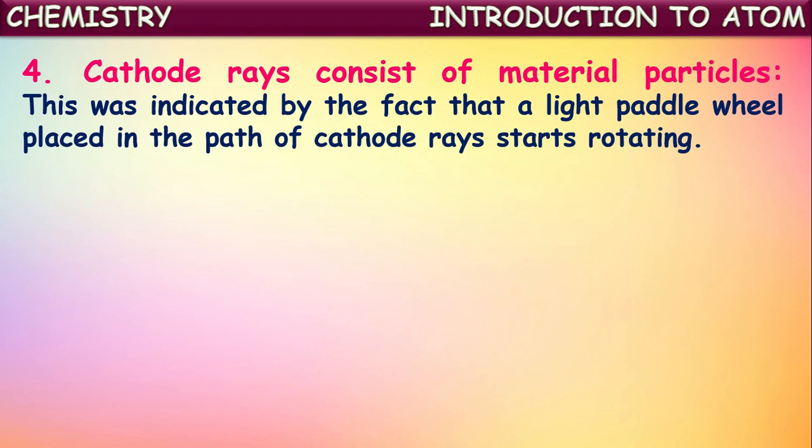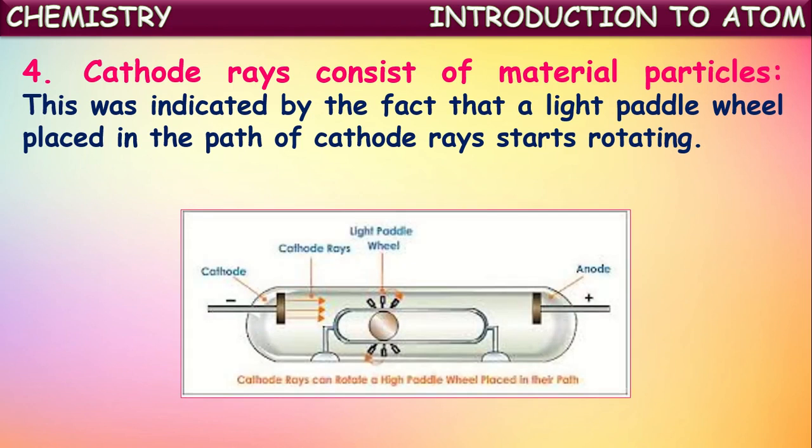Next, cathode rays consist of material particles. This property was indicated by the fact that a light paddle wheel placed in the path of cathode rays starts rotating. We know these cathode ray particles move in straight lines. If any light paddle wheel is placed in the path of these cathode rays, then it starts rotating.